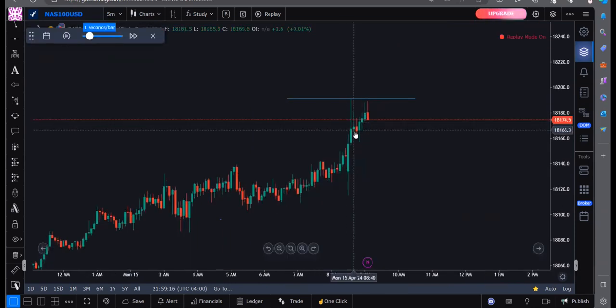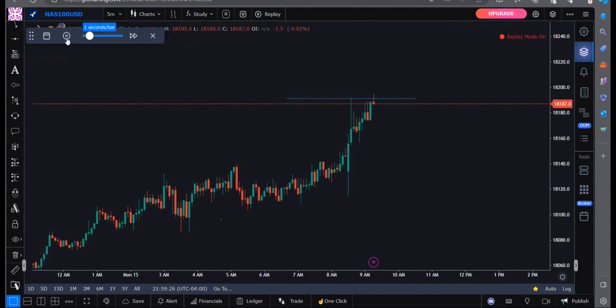Okay, here's another example, guys. You look to the left. This is right before market open, and this is the current high of the day. Let's see what happens.